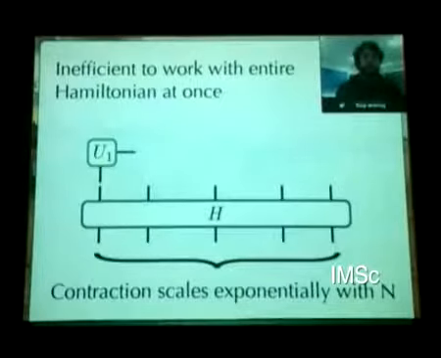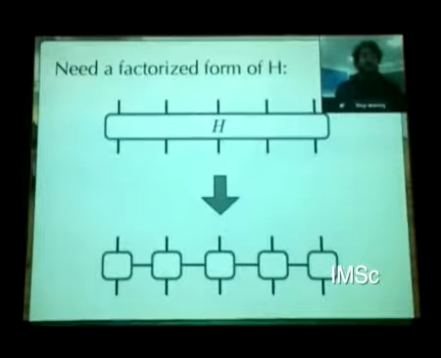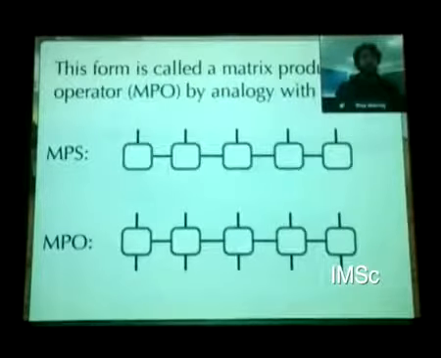So if you please go to the next slide. What you need is, just as you try to work with a local form of your wave function, a matrix product state, you want to work with a local form of your Hamiltonian. The next slide shows how this is an analogy with a matrix product state. Just as each piece of a matrix product state has a single site index, each piece of a matrix product operator has two site indices, so it's like a matrix itself, like an operator. And so it's just called a matrix product operator by analogy with a matrix product state.